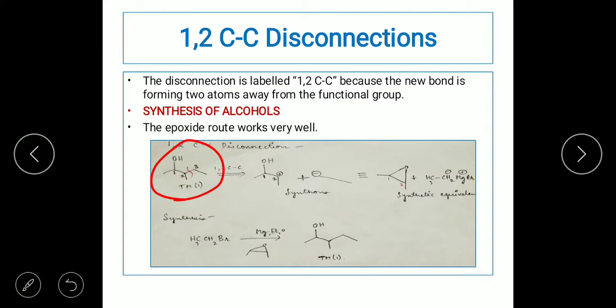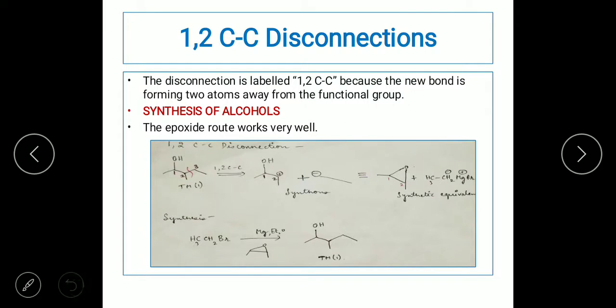We are going to start numbering the carbon bearing the hydroxyl group as 1 and the adjacent carbon as 2. Since we are going to disconnect after the second carbon atom, the bond between carbon 2 and carbon 3 is broken. Hence it is called 1,2 CC disconnection. One carbon has the hydroxyl and the second carbon is adjacent to it, and after carbon 2 we are disconnecting. Hence it is called 1,2 disconnection.